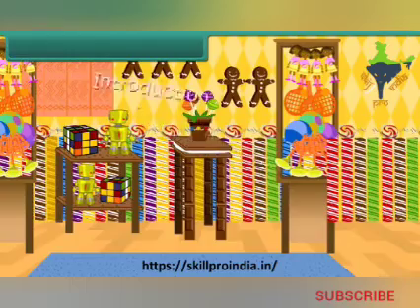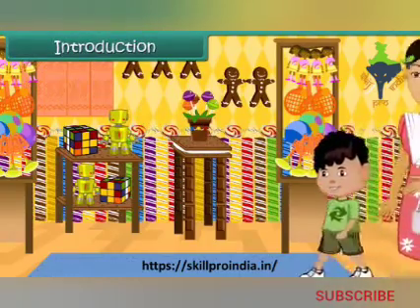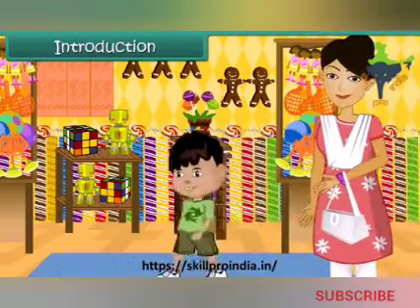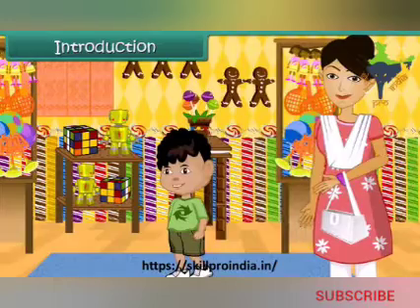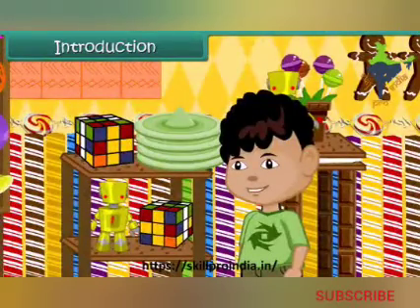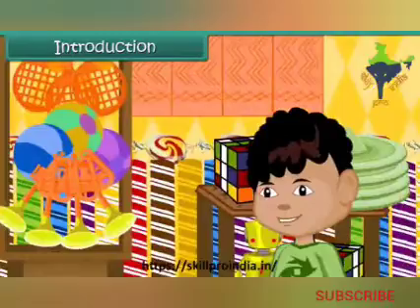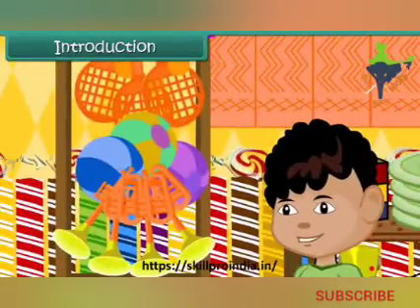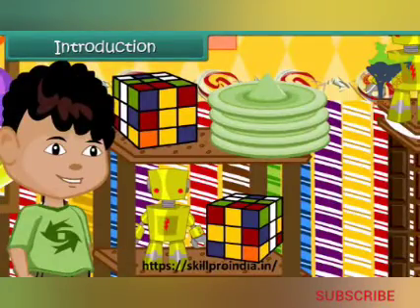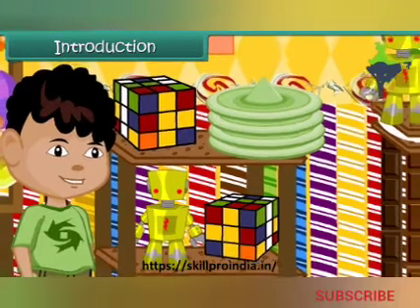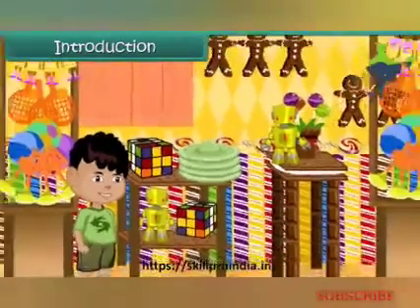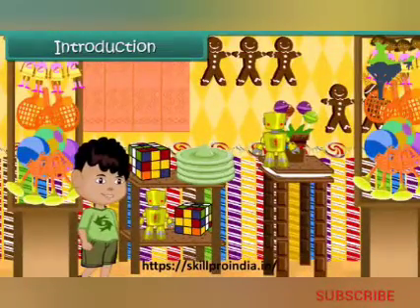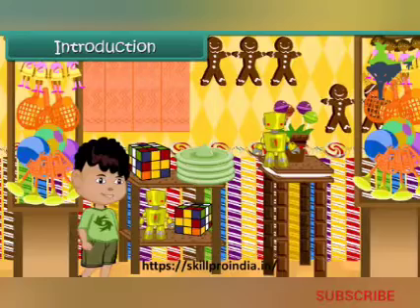Introduction. Anuj and his mother are in a toy shop buying toys for Anuj's 1-year-old brother. Anuj finds himself surrounded by brightly colored toys of all sizes and shapes. Some toys are circular, while others are rectangular. Some toys are square-shaped, and some others are oval. He finds the world of shapes fascinating. He is keen to know more about shapes.